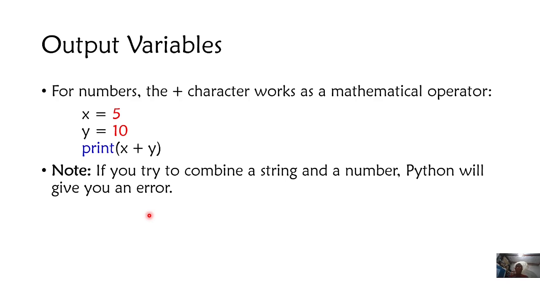For numbers, the plus character works as a mathematical operator. That means you are going to add two numbers. For example, if you say x equals 5, y equals 10, when you print x plus y, it's going to give us 15. But what you have to note is that if you try to combine a string and a number, you are going to get an error. It's going to be interpreted as something else.